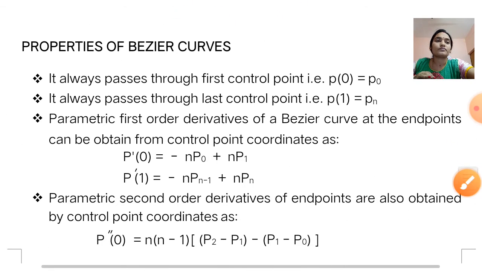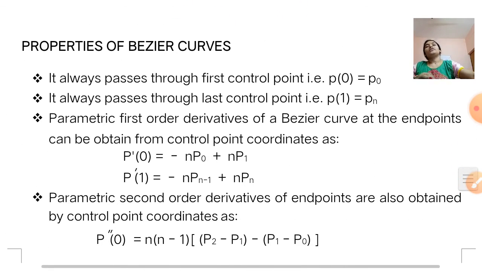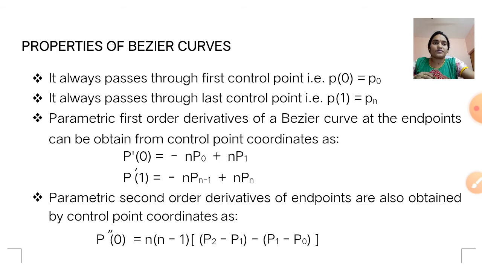Now, properties of the Bezier curves. It always passes through the first control point, which is P0. It always passes through the last control point, which in the diagram is Pn. n can be 4, n can be 3, n can be 5, n can be 6.